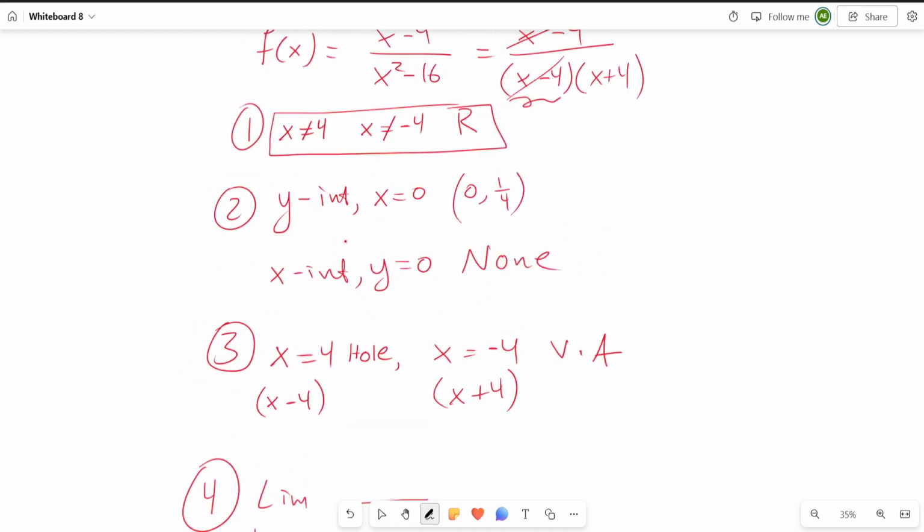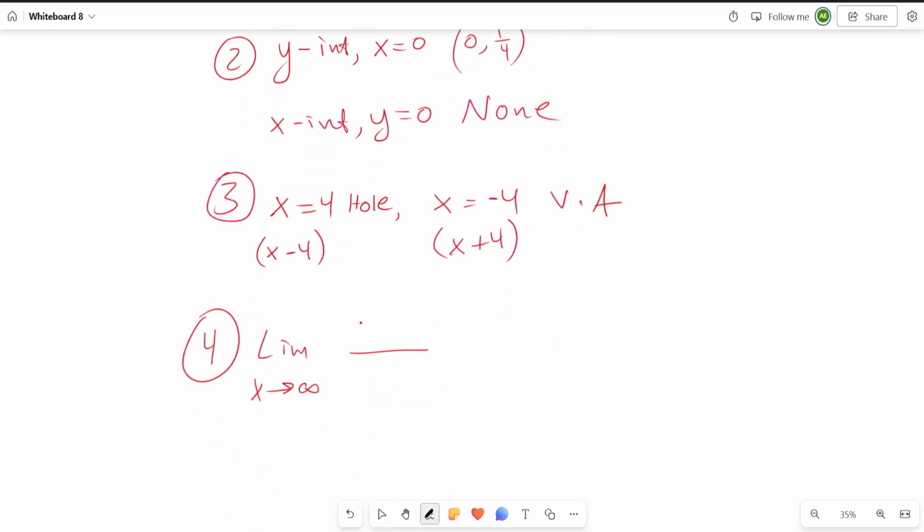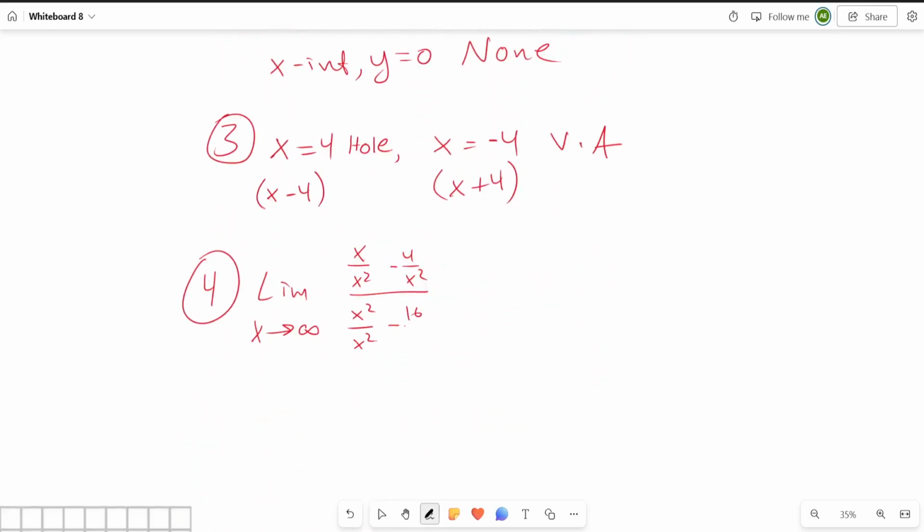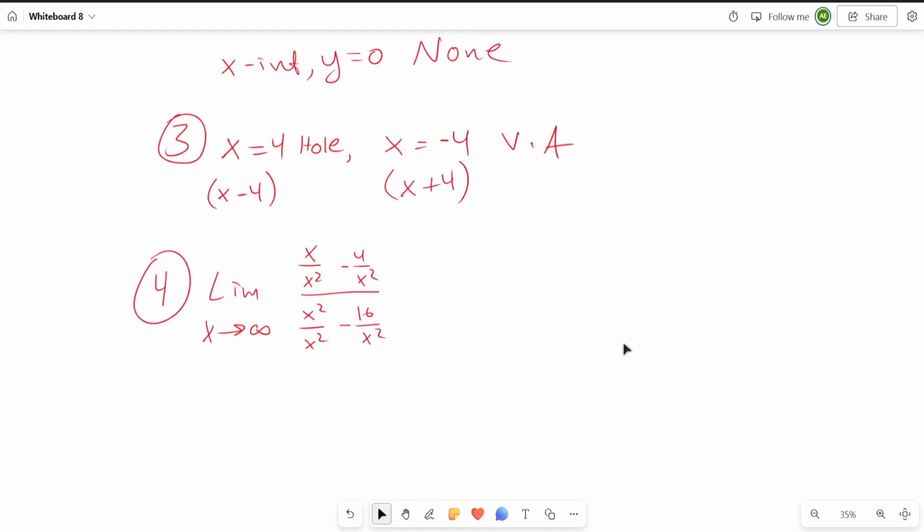So this is going to be x over x squared minus 4 over x squared, over x squared divided by x squared minus 16 over x squared. So this is going to equal the limit as x approaches infinity of x over x squared, which is basically 1 over x, minus 4 over x squared, over x squared divided by x squared, which is 1, minus 16 over x squared.